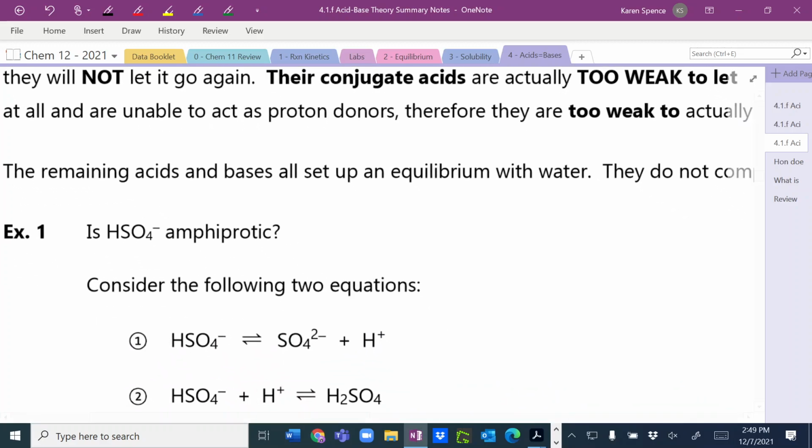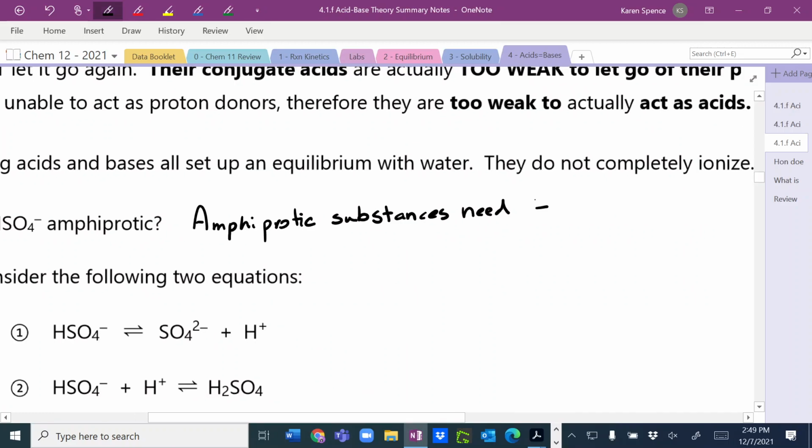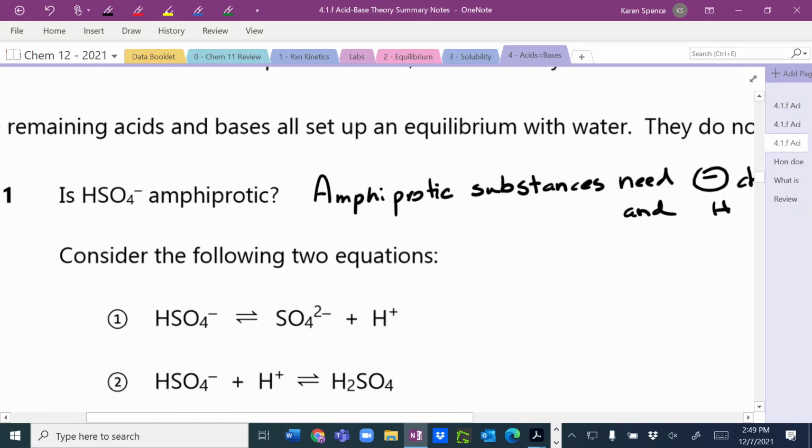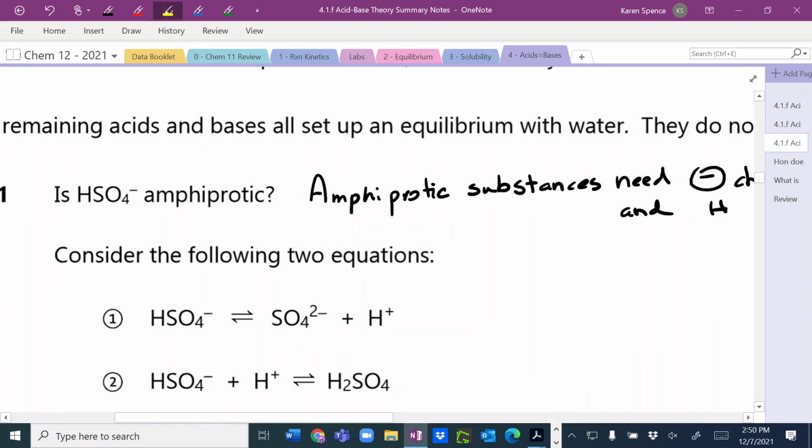So we are going to look at example 1. Is HSO4 minus amphiprotic? What two things did we say a substance needs to be amphiprotic? They need a negative charge and a hydrogen. So far, HSO4 minus is looking pretty good. It's got that hydrogen and it's got that charge.